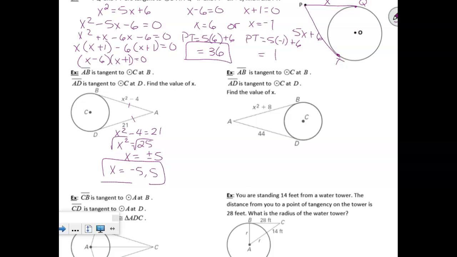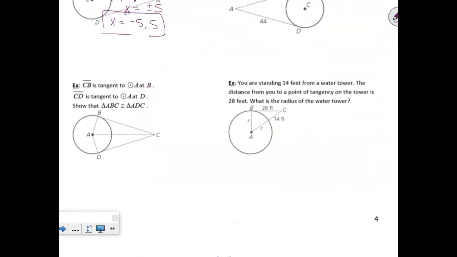Our next example, again, these are congruent. So x squared plus 8 equals 44. x squared equals 36. 36 is a perfect square. Take the square root of both sides, x equals plus or minus 6. Two more examples. We are going to skip the next example, and we're going to go into the last example.